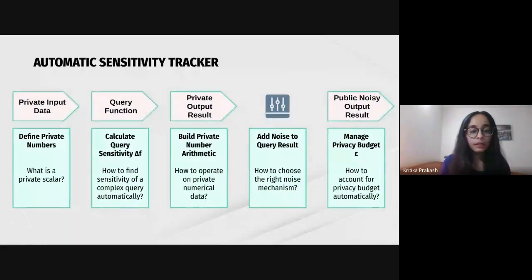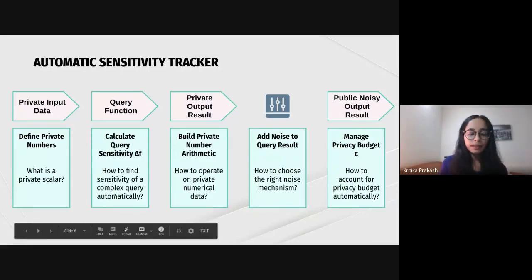And to be able to implement this pipeline, some of the key challenges are to make sure that this happens automatically. The first challenge is defining what a private number is and what its properties are and how it would behave. So what's a private scalar? The next part, when the query function comes in, is how to calculate the sensitivity of the query and how to be able to do this automatically.